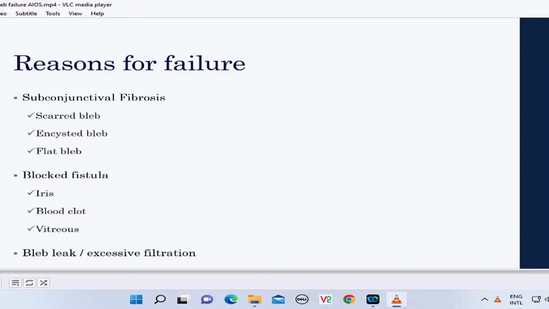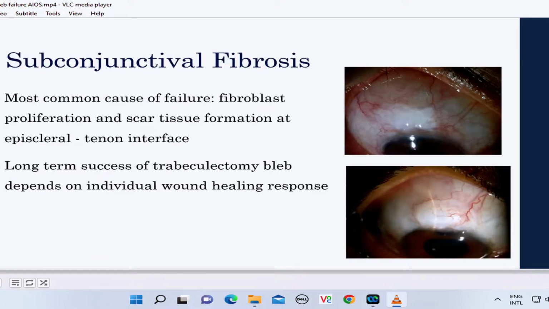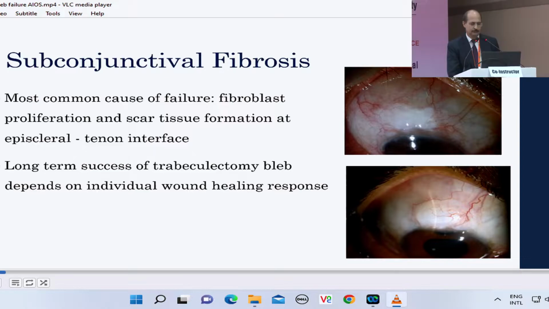And what are the reasons for failure? The most common reasons are the subconjunctival fibrosis, which leads to scarred, encysted or flat bleb. There could be a blocked fistula due to iris, blood clot or vitreous. And there could be bleb leak or excessive filtration, which again leads to bleb failure. Coming to the most common cause, the subconjunctival fibrosis, it happens due to fibroblast proliferation and scar tissue formation at the episcleral tenon interface. The long-term success of trabeculectomy bleb depends on the individual wound healing response.